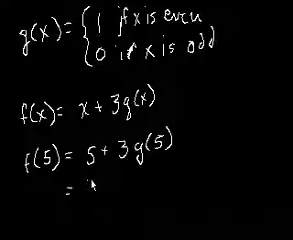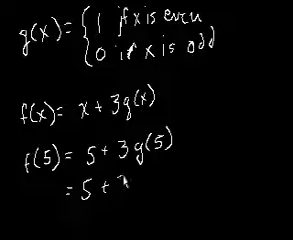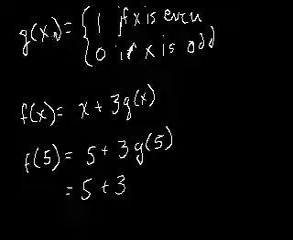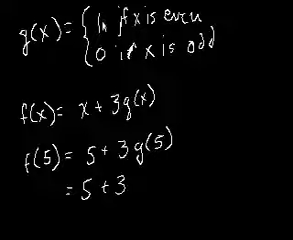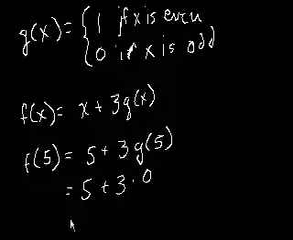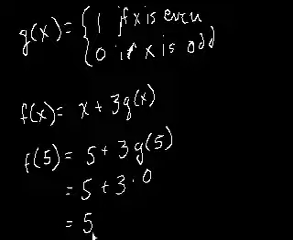So f of 5 is equal to 5 plus 3 times g of 5. Well, what does that equal? The 5 stays the same, plus 3 times, well, what's g of 5? If 5 is even, we do 1. If 5 is odd, we do 0. Well, 5 is odd, so it's a 0. So g of 5 is equal to 0. So this is 3 times 0. So this equals just 5, because 3 times 0 is 0.